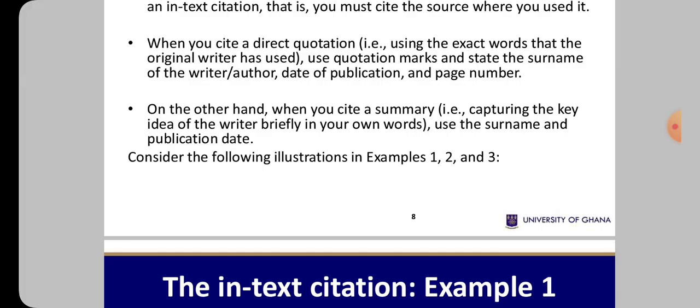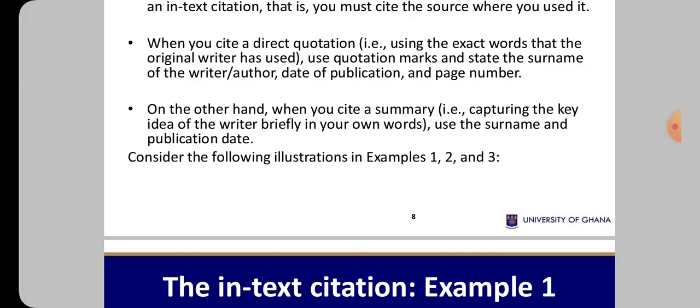So you have to briefly maintain the person's idea. That is it. You must maintain the person's idea. Capture the key ideas. And then after capturing the key ideas, use the surname and the publication date. The person's surname.